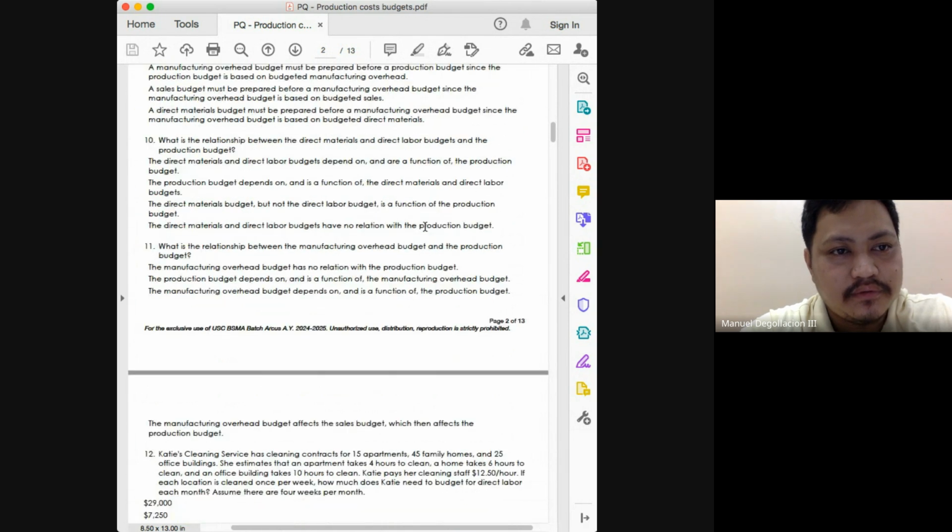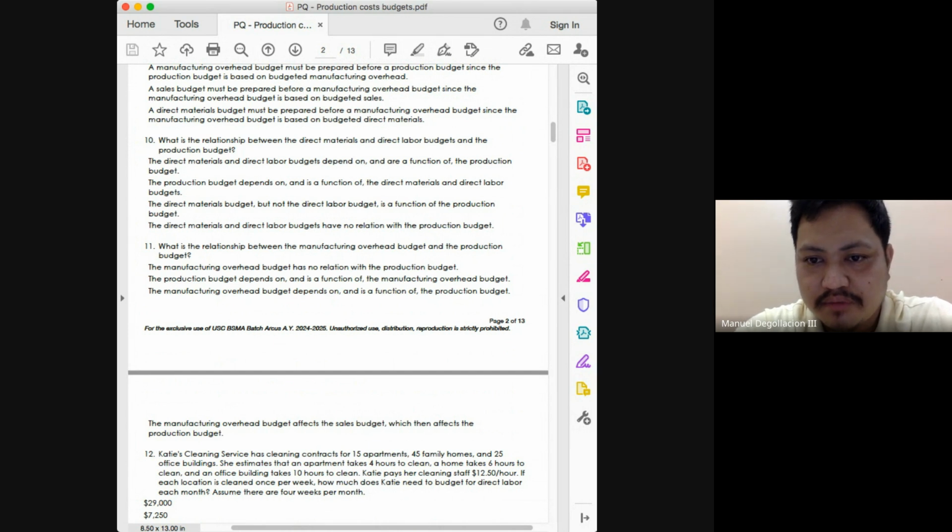Number 10, what is the relationship between the direct materials and direct labor budgets and the production budget? The answer here is the direct materials and direct labor budget depends on and are a function of the production budget. Again, the production budget comes first. You set the level of production first so that you will be able to prepare your direct materials and direct labor budgets. Let's go over the other choices.